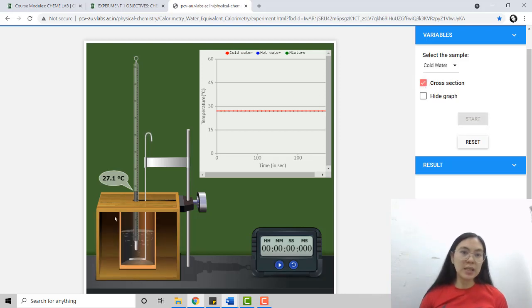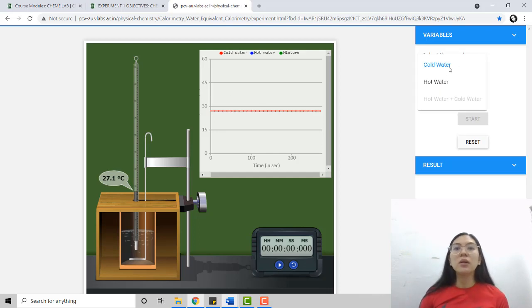So that's what's happening inside. You have there your cold water. Just in case you would like to see what is happening, just click on the cross section checkbox there. So let's take a look at the graph. From the time of 0 up until the 5-minute mark, the temperature was constant at 27.1 degrees Celsius. So go ahead and take note of this temperature for the cold water.